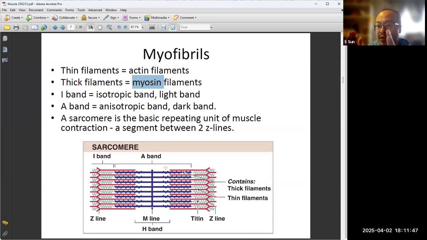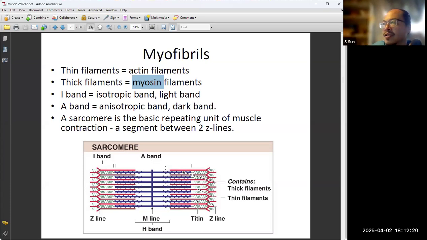So what it does is that when it is activated, the thick filaments hook onto the thin filaments and then pull these two Z lines together. So this sarcomere, this band, becomes shortened. This segment becomes shortened. So that's how they do the movement. It's by attaching the thick filaments to the thin filaments and then pulling them together to the middle.